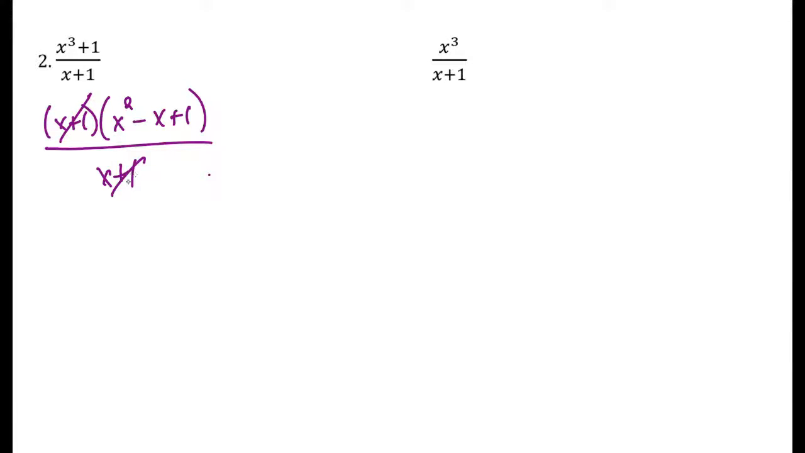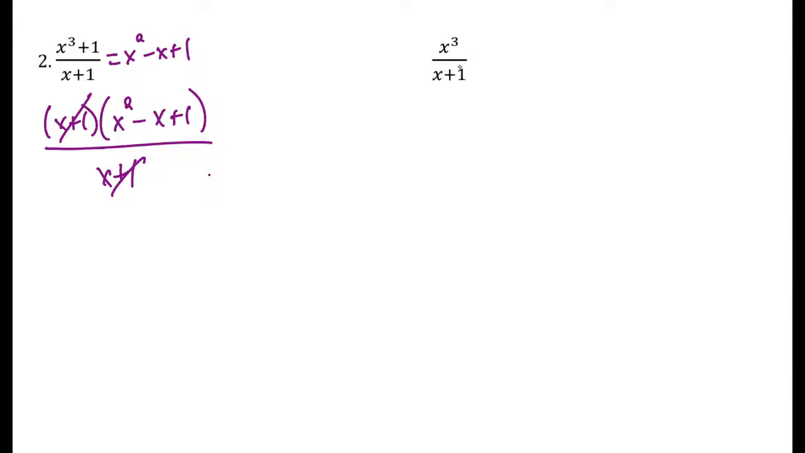Number 2, x cubed plus 1 over x plus 1. So I want to factor the numerator. Well, that's the sum of perfect cubes. So that factors into x plus 1 times x squared, opposite sign, so minus x times 1, over x plus 1. Well, x plus 1 is a factor of both the numerator and the denominator, so I'm left with x squared minus x plus 1. That's what the quotient is equal to.